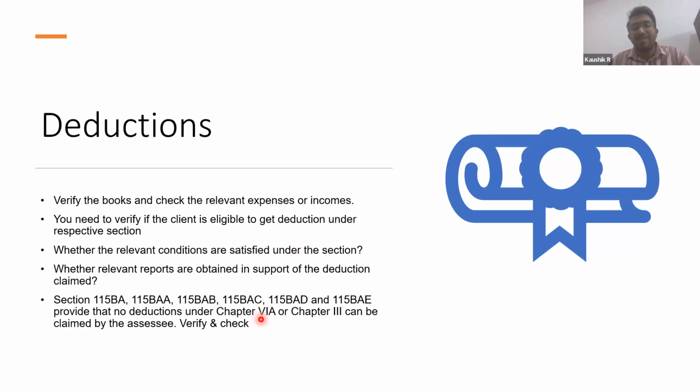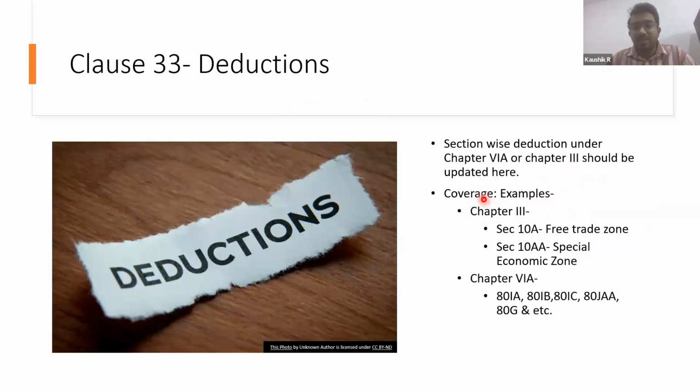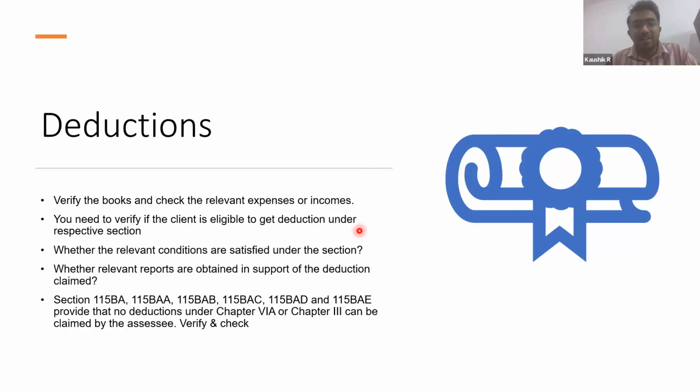So what is it here? There are three things here. First, is the client claiming this deduction, and is it falling under this category? Then report it. Second, are the conditions under the respective sections complied with or not? You have to check that. Then whether the relevant reports have been obtained by the client, you have to check it. Lastly, you should check whether they have opted for lower taxation and are also claiming these deductions, because it would be a double benefit. They should not get that kind of benefit, right? So these are the verifications that you have to do.